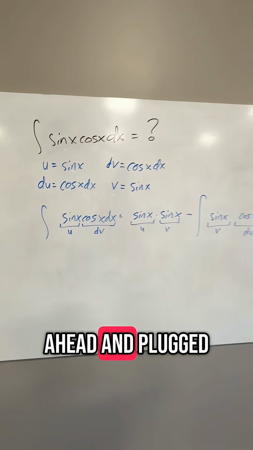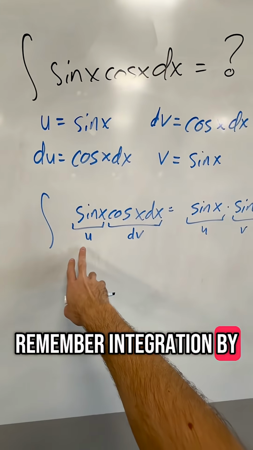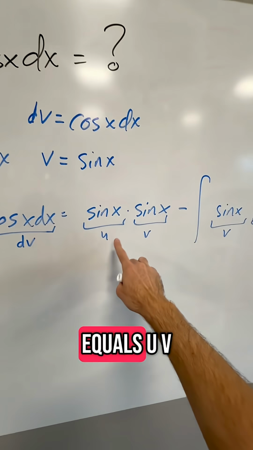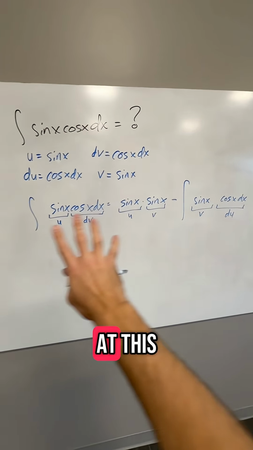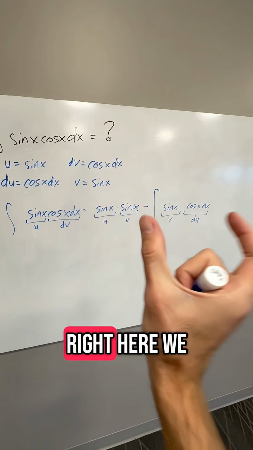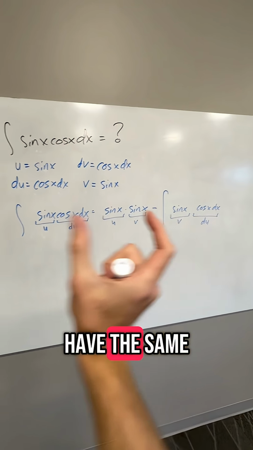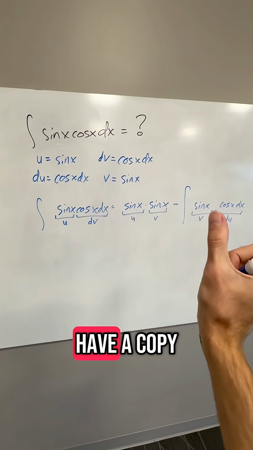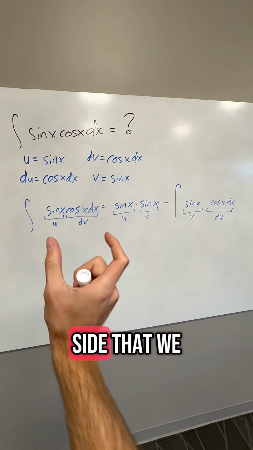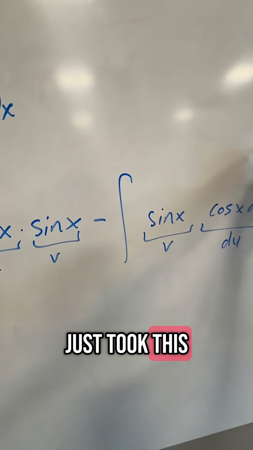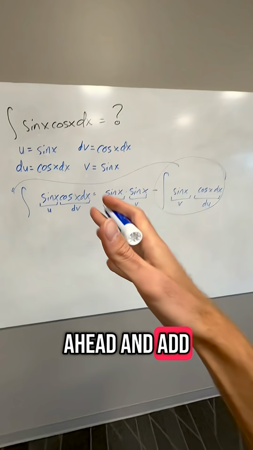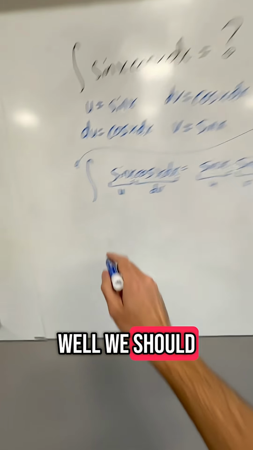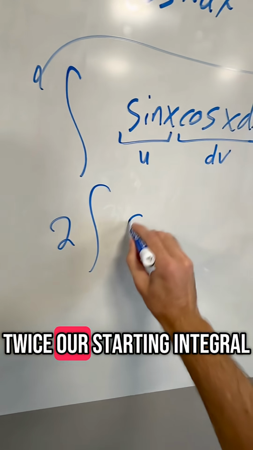Okay, I went ahead and plugged in for our formula. Remember, integration by parts is integral u dv equals uv minus integral v du. When we look at this, we should notice right here, we have the same integral that we started with, right? So we have a copy on the right side that we have on the left. What if I just took this and I moved it over here, right? I'm going to go ahead and add that term over. Well, we should end up with twice our starting integral.